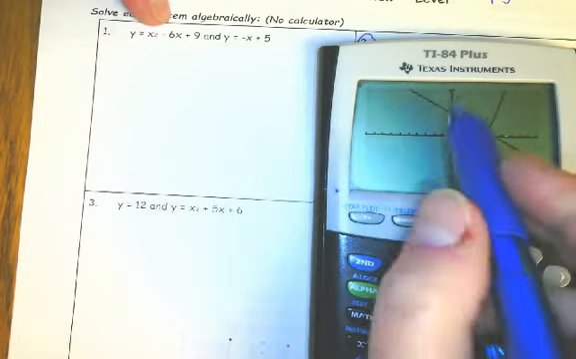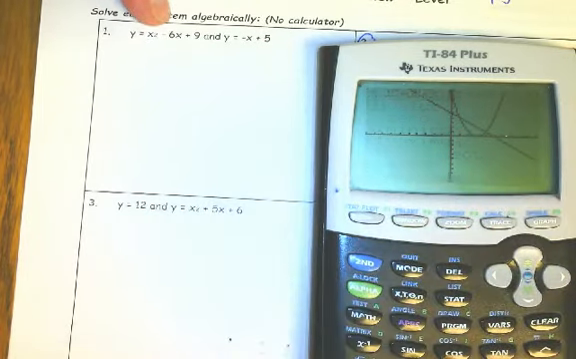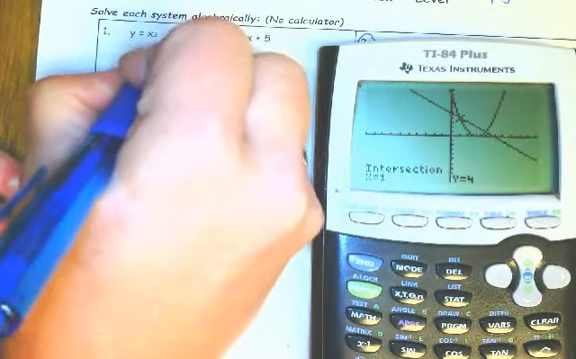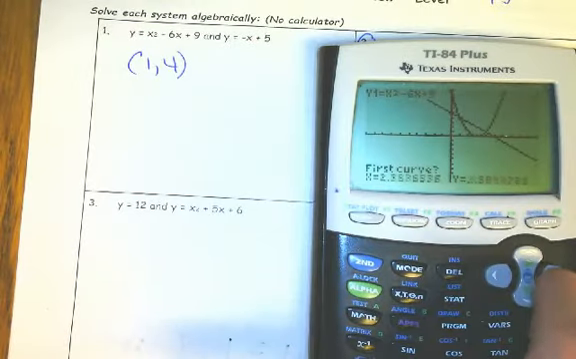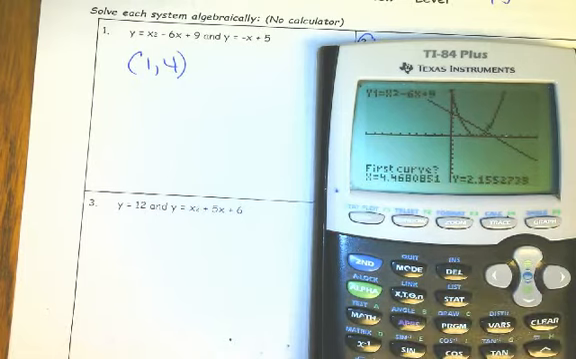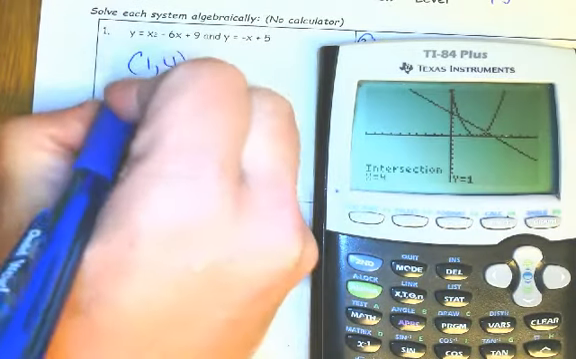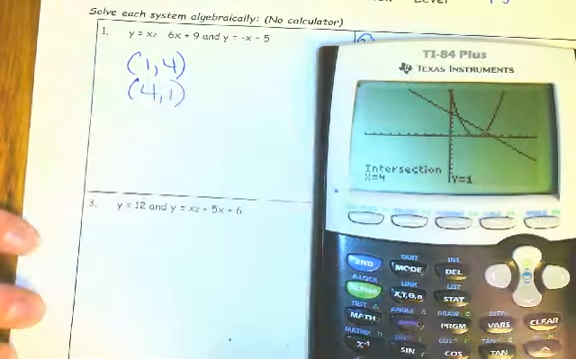that's what I'm looking at. So I know I'm going to have two answers. So second trace intersect, enter. So one of my answers is 1, 4. And then I'm going to do second trace, intersect again, but I'm going to move it to the other answer that I haven't gotten yet. And then enter, enter, enter. And I also get 4, 1.